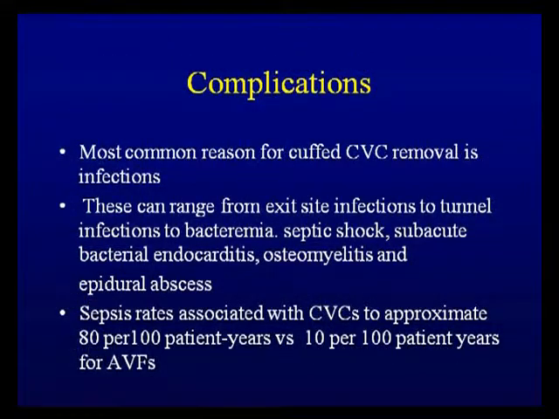Complications. The most common reason for CVC removal in children remains infections, and these can range from exit site infections to tunnel infections to bacteremia, septic shock, bacterial endocarditis, and even osteomyelitis and epidural abscess have been reported. The sepsis rates with CVCs approximate anywhere around 80 per 100 patient years as compared to only 10 per 100 patient years for AV fistulas. So no wonder AV fistulas are still the best option.